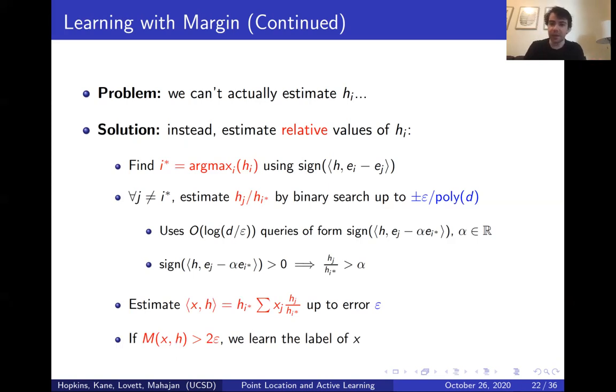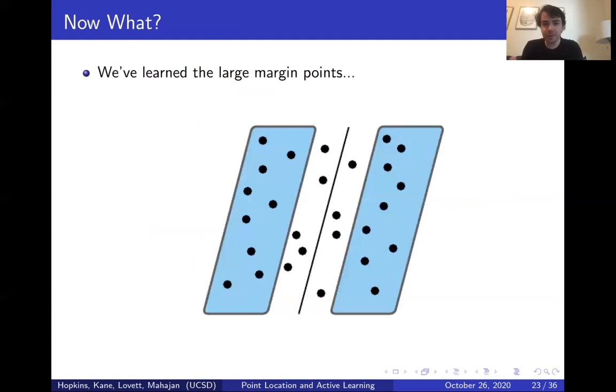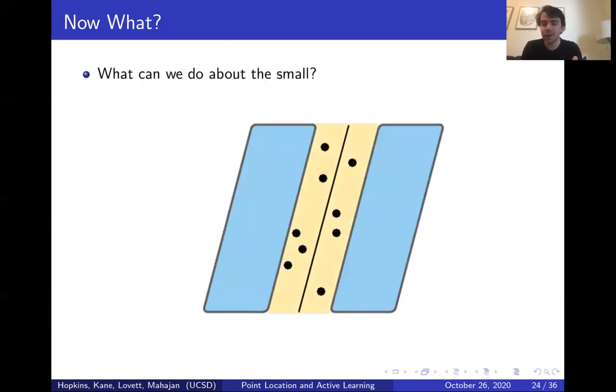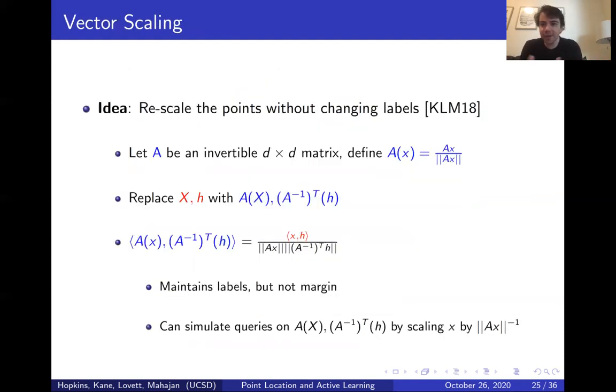And so once we've learned the large margin points, we can remove them. And the question is, now maybe we're a little bit stuck. What do we do about the small margin points? We only know how to learn large margin points. What do we do about these? Well, the idea that was introduced a couple of years ago is to rescale these points without changing their label. If we could figure out how to rescale the points in an orthogonal direction to the hyperplane without changing their label, then we could just use the large margin method again and learn more points.